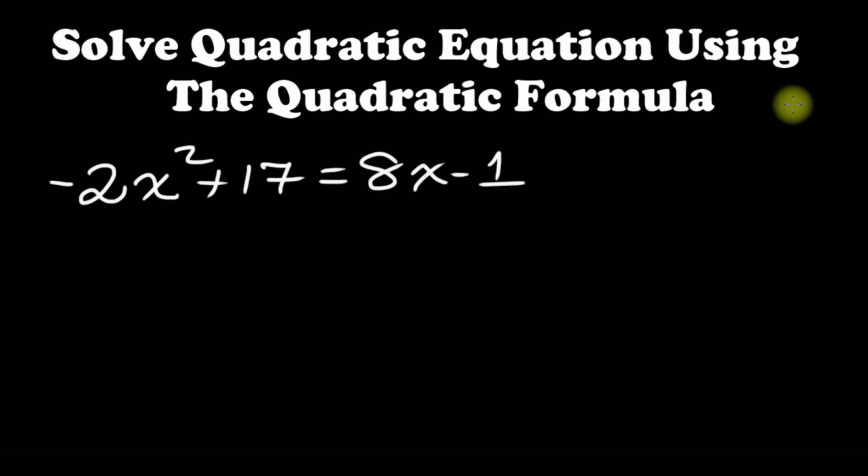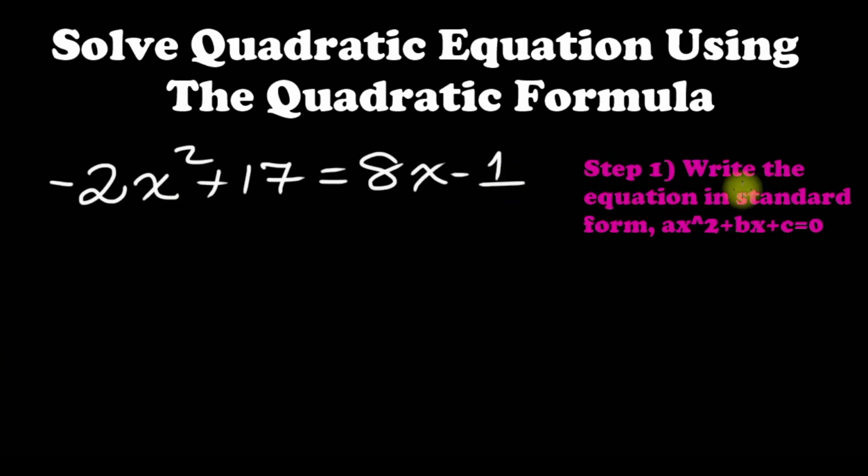Okay, so let's take a look at another one here. We're going to solve this by using the quadratic formula. I'm going to go through it step by step to find out what x is. Okay, so first thing we have to do here is write the equation in standard form. Okay, so standard form is ax squared plus bx plus c equals 0. So you have to have 0 on the other side.